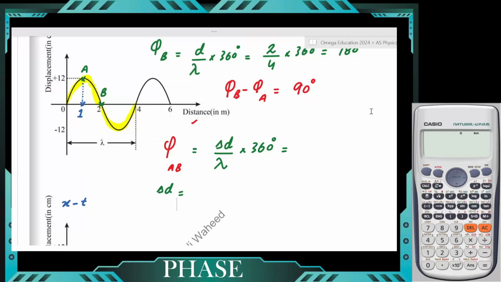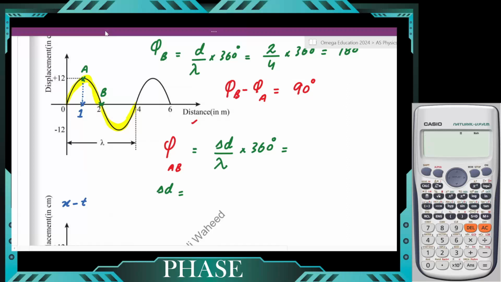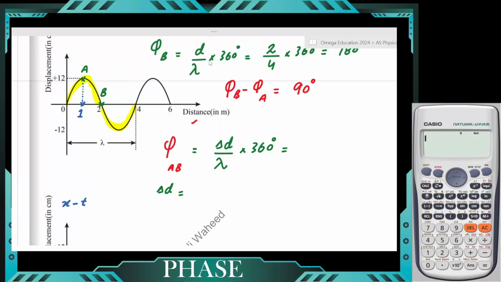If you're provided with a displacement time graph, then delta T would be used. The expression would be delta T divided by capital T times 360. Delta T would be the time difference between 2 points. So delta D in that case is the distance between point A and point B, the separation between the point A and B. This is your delta D.